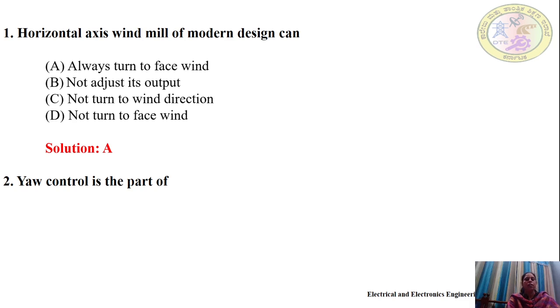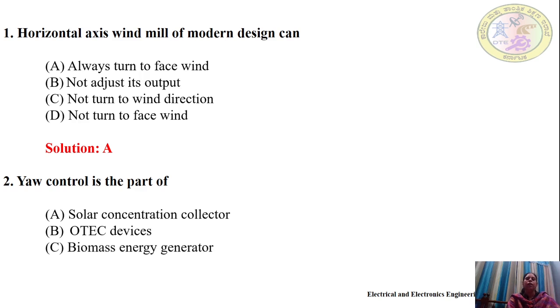Yaw control is the part of a solar concentration collector, OTEC devices, ocean thermal energy conversion, that is what OTEC means, biomass energy generator, or wind energy conversion system. The answer is solution D. Yaw control is the part of the wind energy conversion system.